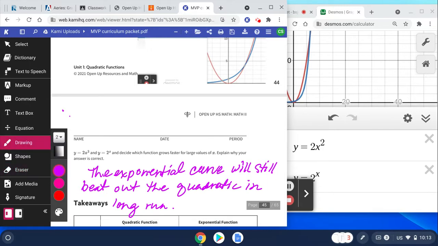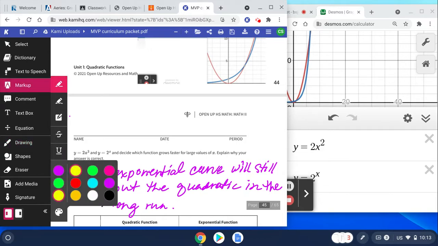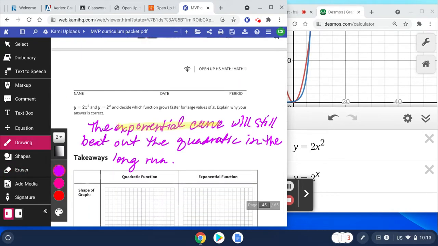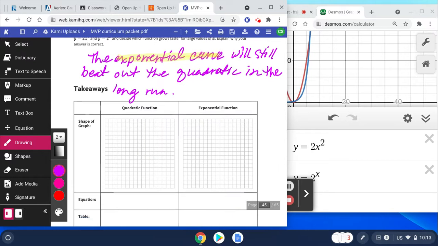It's not going to happen at time 4. It's going to happen a little bit later. But the exponential, what's the story here? The exponential is always going to beat out the quadratic in the long run. And that's the power of exponential growth. It beats out linear and it beats out quadratic.